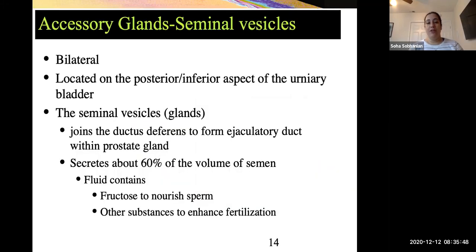So what is the job of each of these glands? The seminal vesicle, as I mentioned, is producing about 60% of what we call semen volume. And the most important thing it does is produce what we call fructose. So probably you have heard of fructose. It's some sort of sugar, right? Kind of like dextrose or glucose. It is, more importantly, the main source of nutrients for the sperm as it swims its way through the reproductive system and eventually through the female reproductive system.